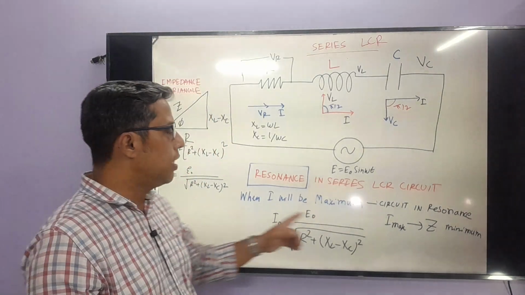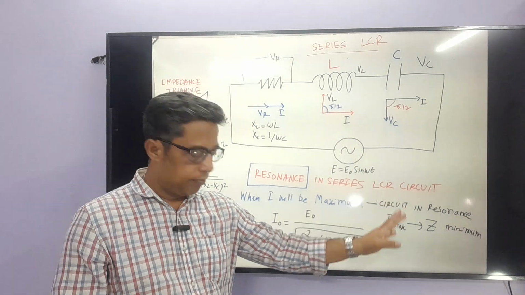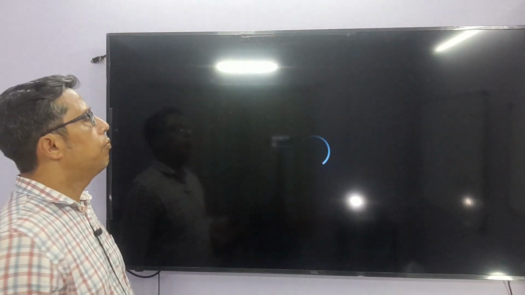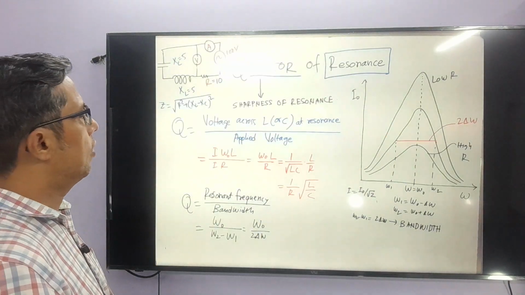So current maximum means impedance is minimum, right? Okay. Now, very important slide, this one. Okay, I will explain it to you over here.